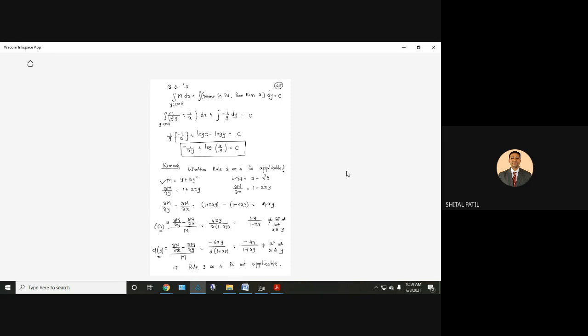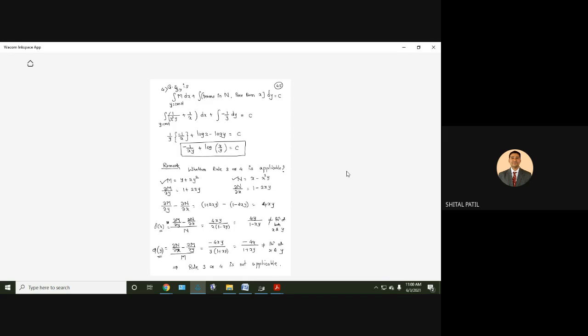Let me go through the next example. Clear now? Any doubt in this example? Can we go through the next example now? Yes, sir. Understood? Chalo. Next example. Example number 4. First, read on.